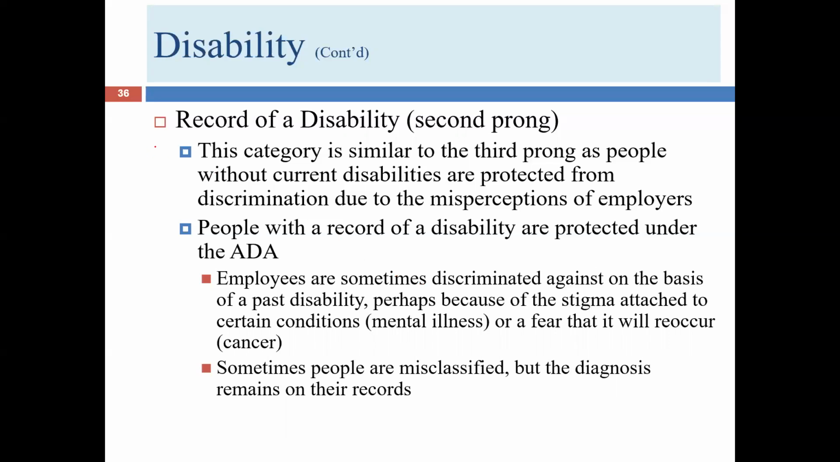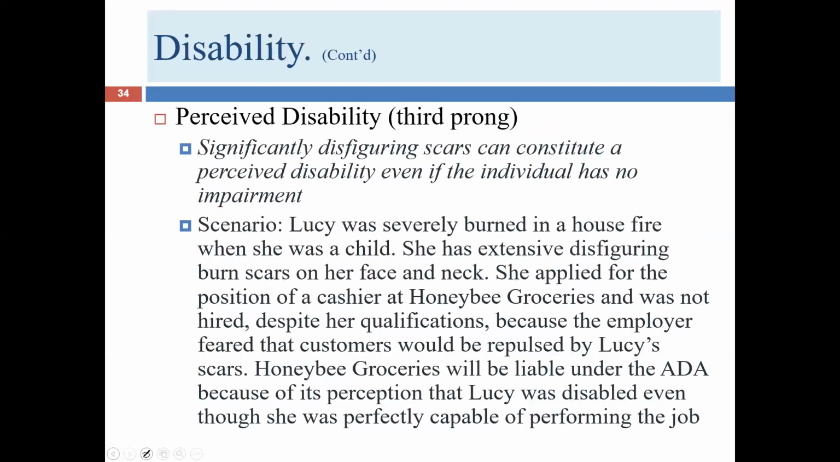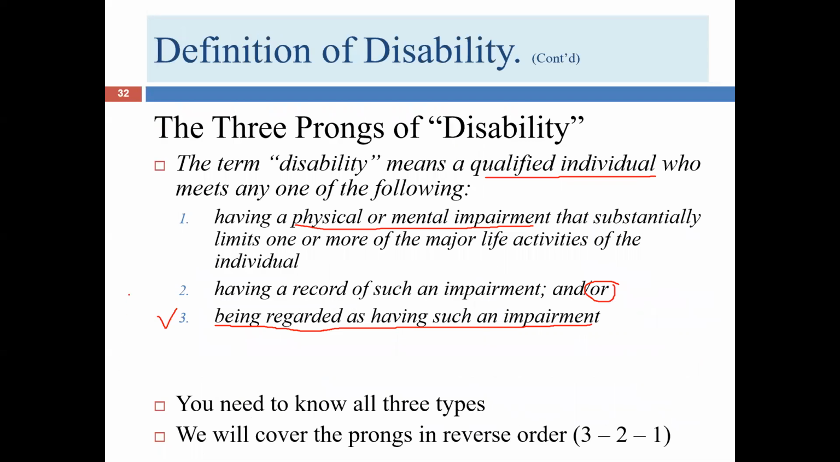So in this situation, again, a person is entitled to protection from discrimination, but because there is not any current disability, there is no reasonable accommodation necessary. And now we're to that first prong, and this is where 90+% of the action is. So this is the most important by far.